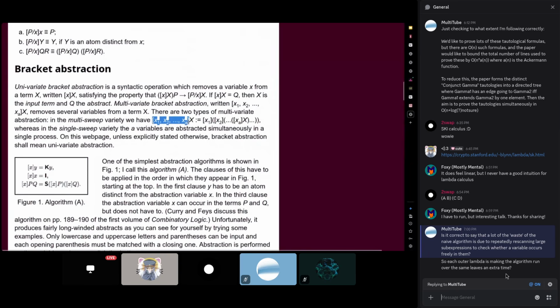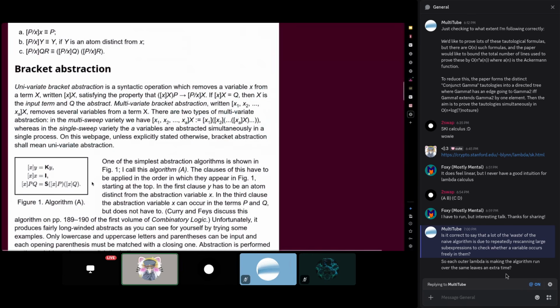Yeah, here it is. Oh, okay, gotcha. So yeah, this is enough to remove one variable. If you want to remove all of the binders, you have to apply it multiple times. Is it not saying that this is a different approach though? Multi-sweep variety. What does it mean by variety?